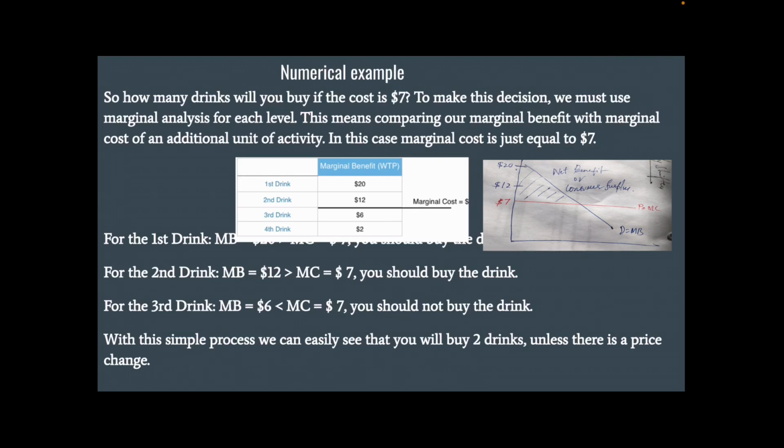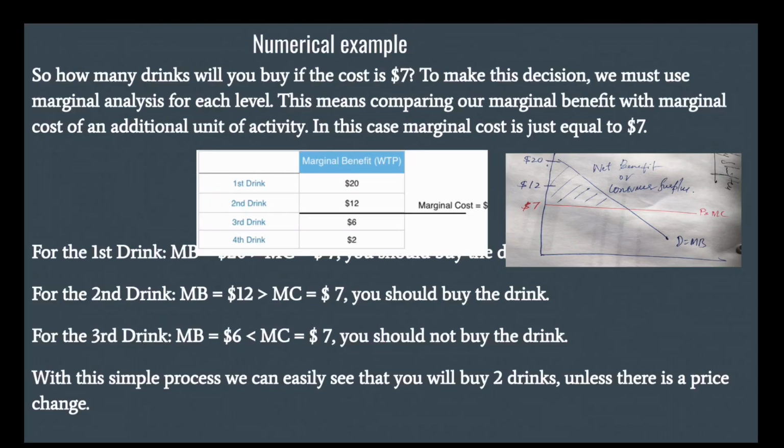Here also marginal benefit is greater than marginal cost. For the third drink, the marginal benefit is $6, whereas the marginal cost is $7. So marginal cost is greater than marginal benefit, or the marginal benefit is less than marginal cost. So you should not buy the drink. So with this simple process, we can easily see that you will buy 2 drinks unless there is a price change.